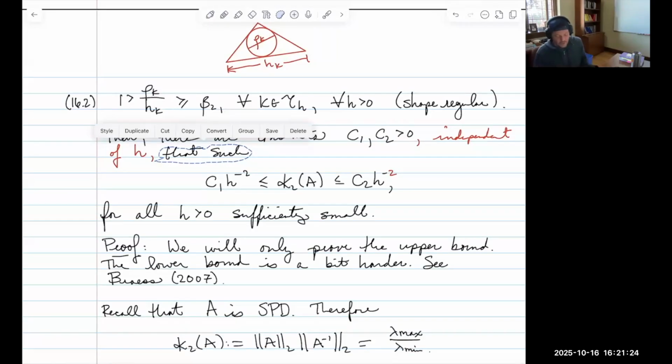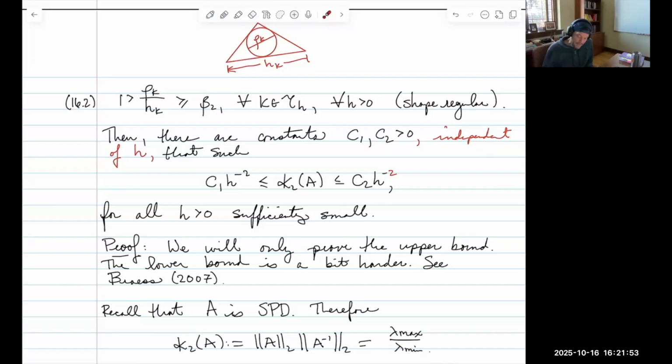Otherwise, you're not really doing anything interesting. The mesh spacing should be getting smaller. But as the mesh spacing gets smaller, what this is saying is that the condition number is pinned between two inverse quadratics in H. So H gets small. What happens to H to the minus 2 power? It gets large, right? So as H gets small, H to the minus 2 power blows up.